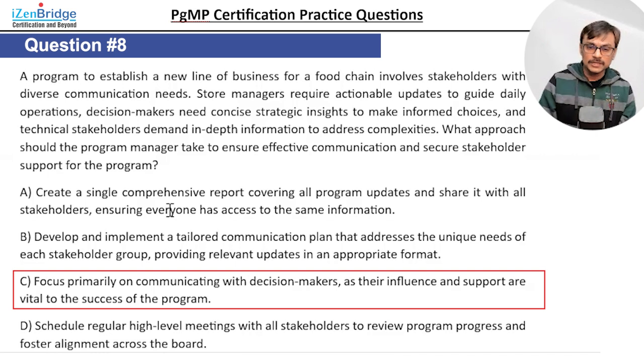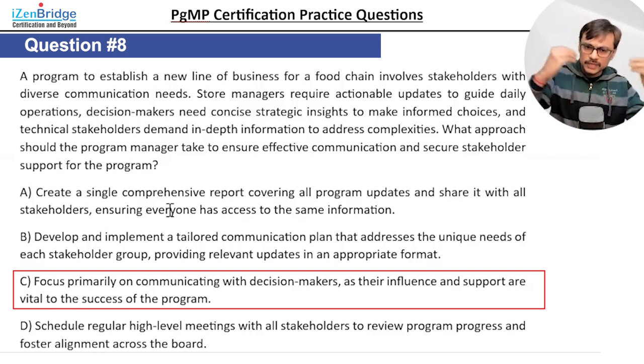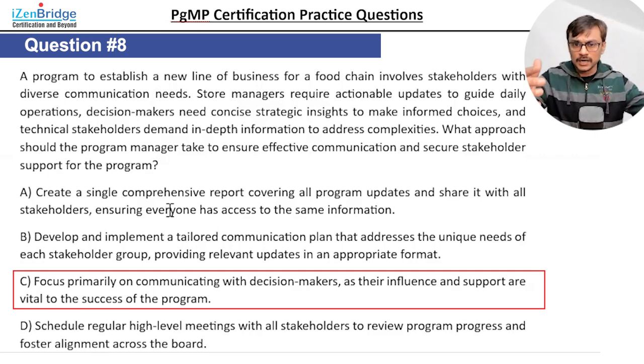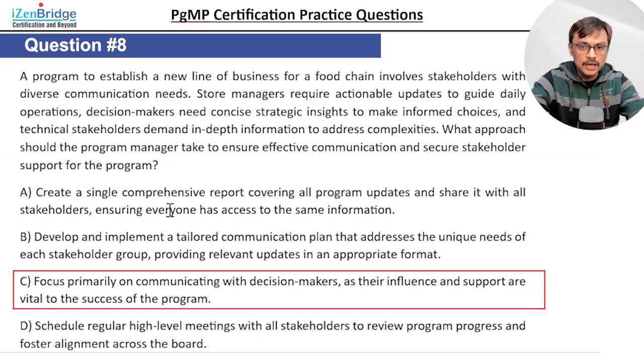Option C, focus primarily on communicating with the decision maker, as their influence and support are vital for the success. You definitely give high importance to the key stakeholders, but it doesn't mean that you don't take care of the communication needs of other stakeholders. You need to satisfy the communication need appropriately. You may not give interactive communication to those people who are low in their power and interest, but you need to give them some way of communication so they know what is coming in the upcoming program milestones. So I can't just take a statement that I will only care about the key stakeholders.